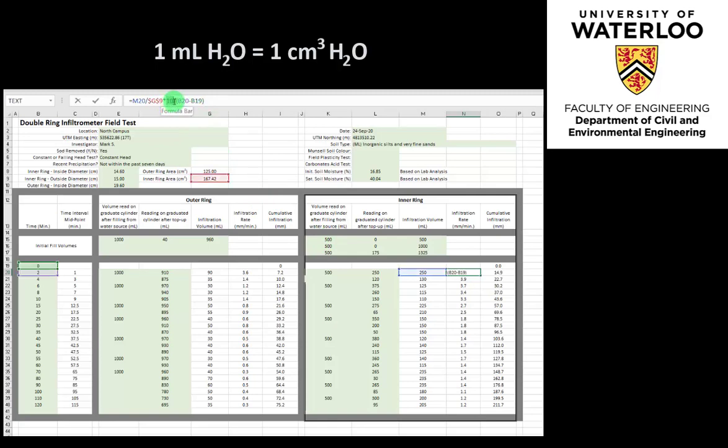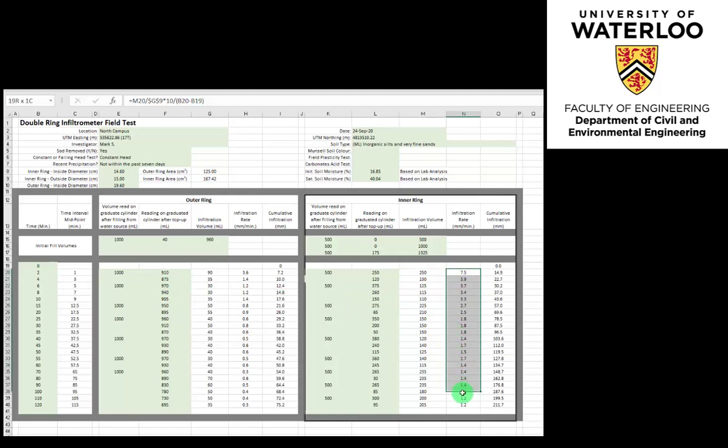Multiplying this value by 10 converts the vertical quantity into millimeters. This product is then divided by the difference in sequential time observations as shown here to arrive at the infiltration rate in millimeters per minute. The same calculation is then made for each observation time over the duration of the experiment.